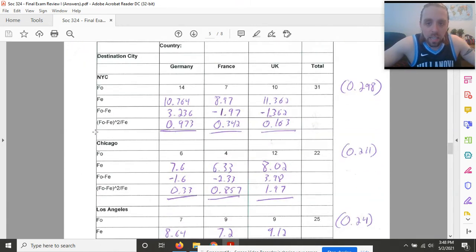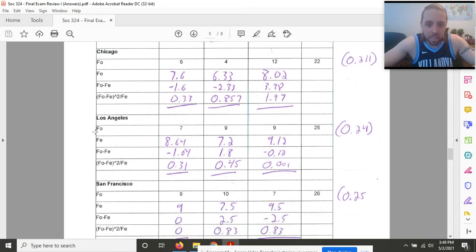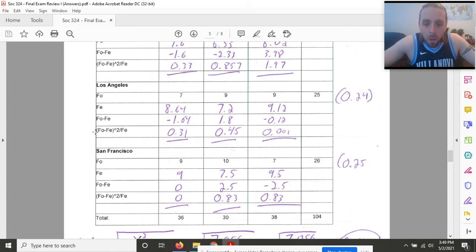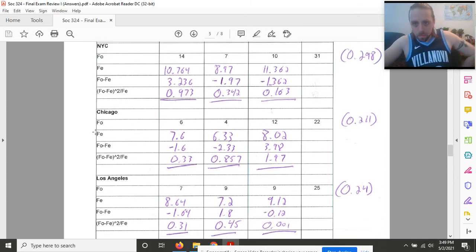Now, moving on to the actual creation of the table here. I first had to calculate the percentages in the total column. So 29.8% like New York City, 21.1% like Chicago, 24% like Los Angeles, and 25% like San Francisco. I get that by dividing the number in the total row by 104, which is the total of everything. And then I get to work.